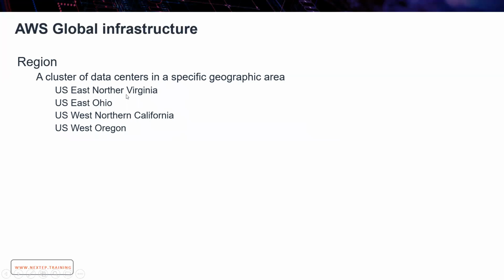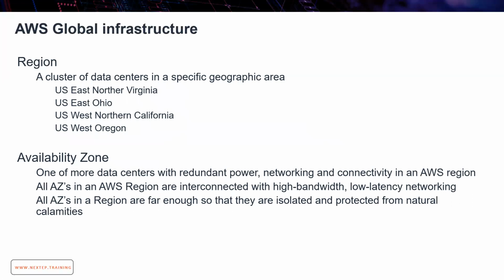You have US East Northern Virginia, you have Ohio, you have Northern California and Oregon. So from here onwards, if you're trying to provision a virtual machine, obviously the first question is, where do I need this virtual machine to be? The first question is what region it is in. The next question is, okay, within a region, I have multiple availability zones. I have multiple data centers here. In what availability zones should I provision this?